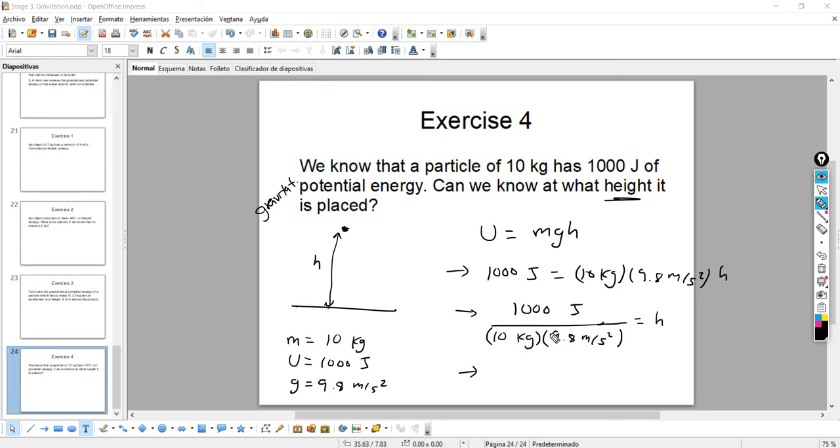So let's perform that in the calculator. And we will get that the height is equal to 10.2 meters. Official units, remember, meters. So there you go. That's how we can find the height of this particle, given that we know its gravitational potential energy. So that's it, guys.